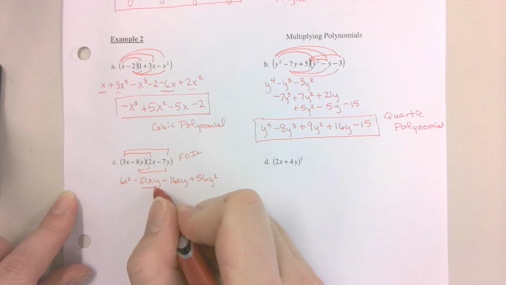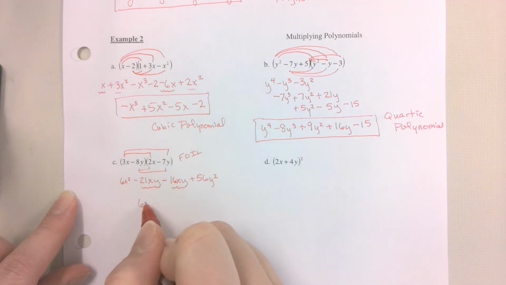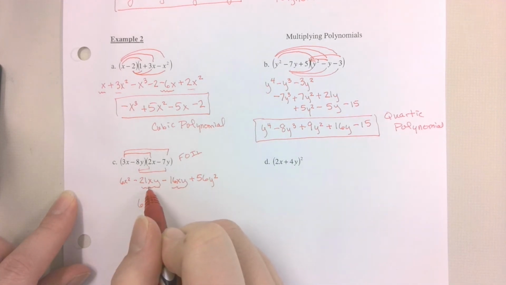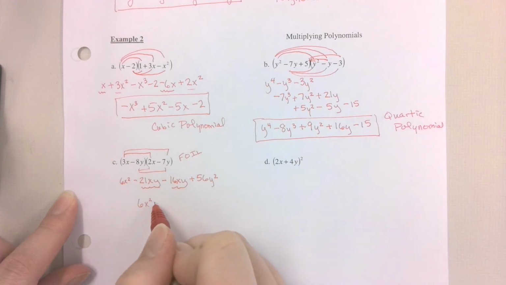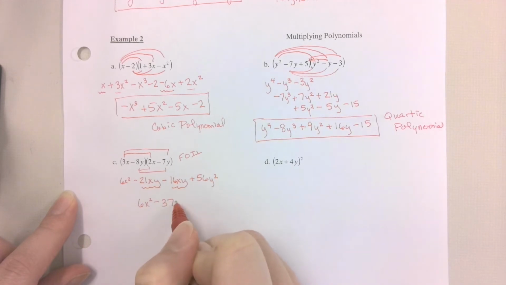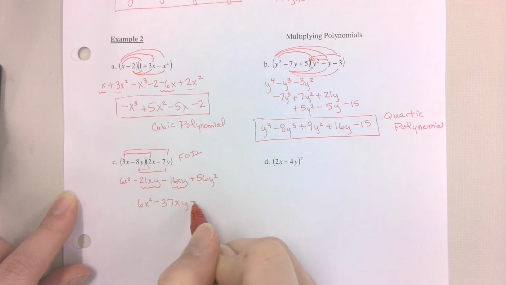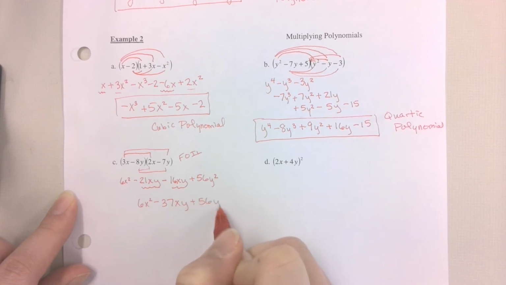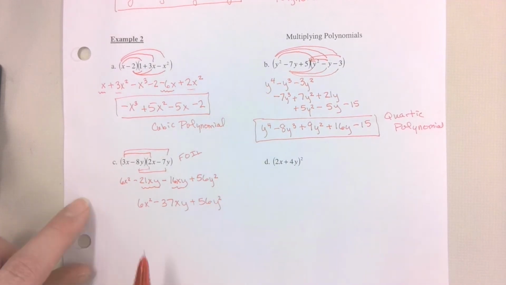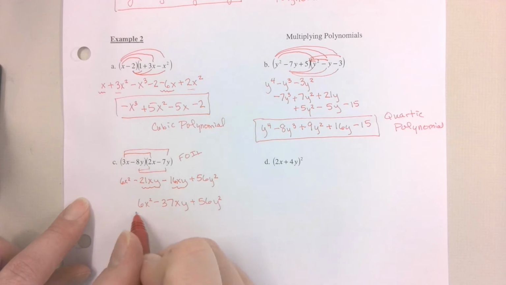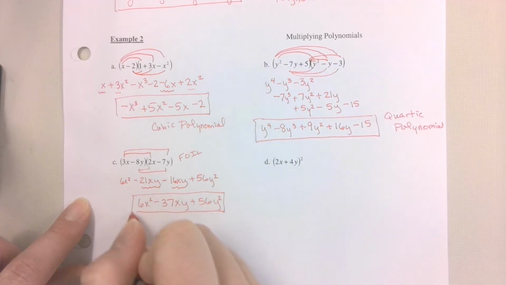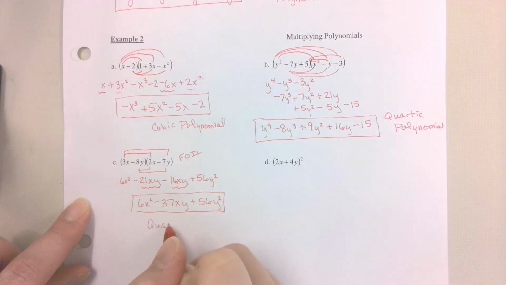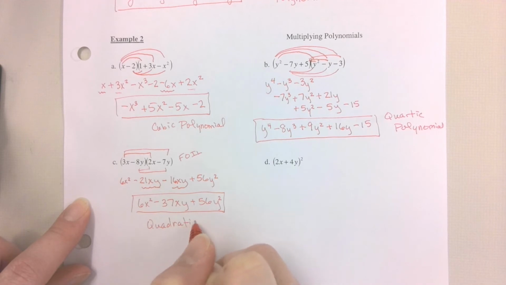So I do have 2 like terms here. I'm going to keep the 6x squared. And I have a negative 21 and a negative 16, so I get a negative 37xy. And then my positive 56y squared. The highest degree is 2. Actually, all of these monomials have a degree of 2. All these terms have a degree of 2. So it is going to be a quadratic. It's going to be a quadratic trinomial.